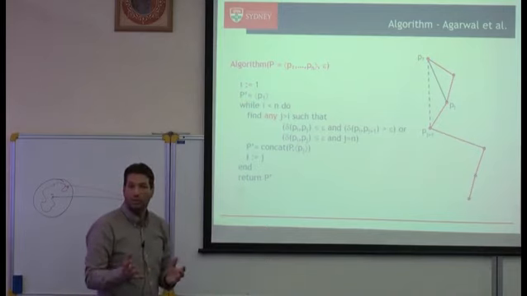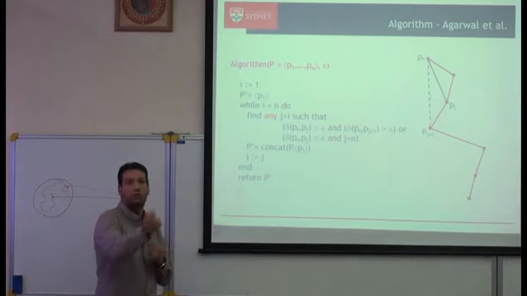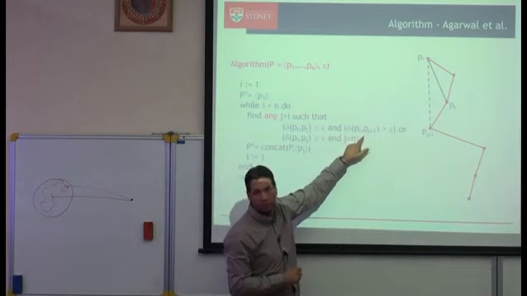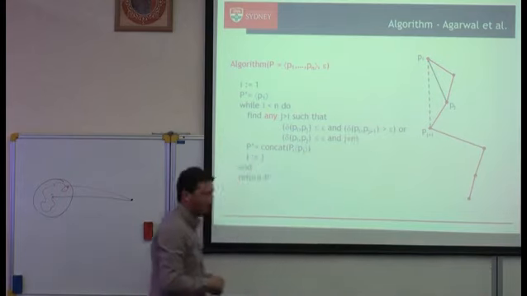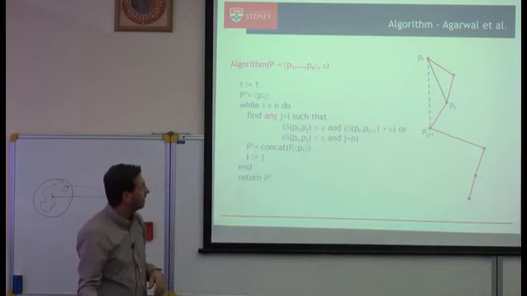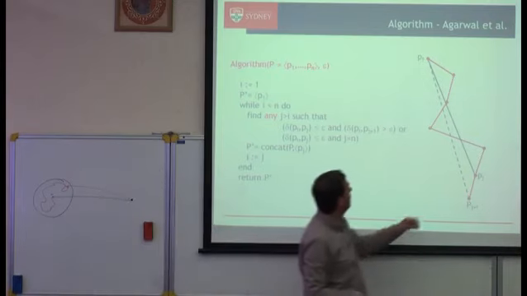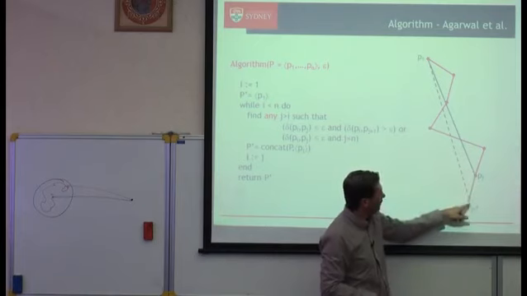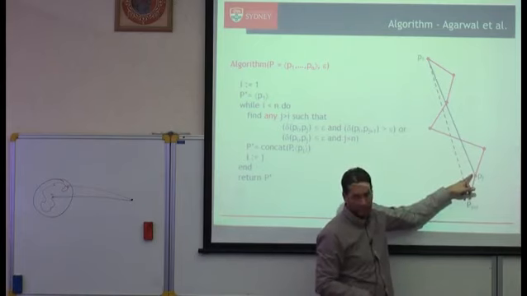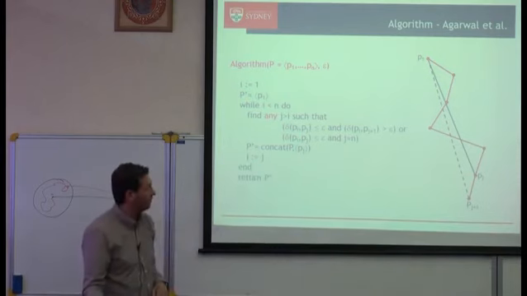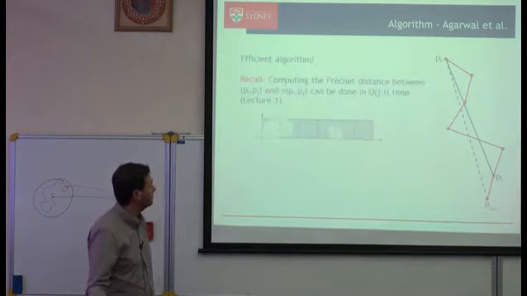Is the algorithm clear? I just start at a point, I find a shortcut that is smaller than epsilon, and if I go one step further, it will be bigger than epsilon. That's the only requirement I have. And I just continue like this until I reach the end of the path. So here again, I find my shortcut, and this shortcut has Fréchet distance at most epsilon. If I go one step further, I will have a Fréchet distance greater than epsilon.